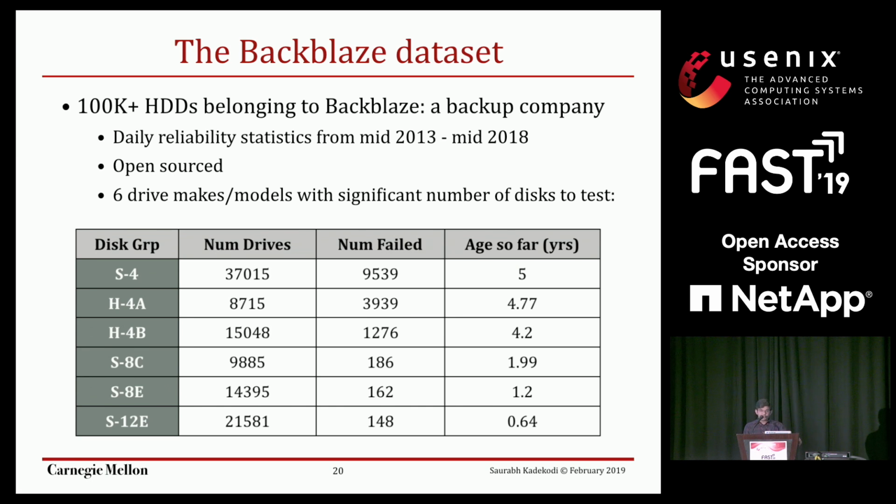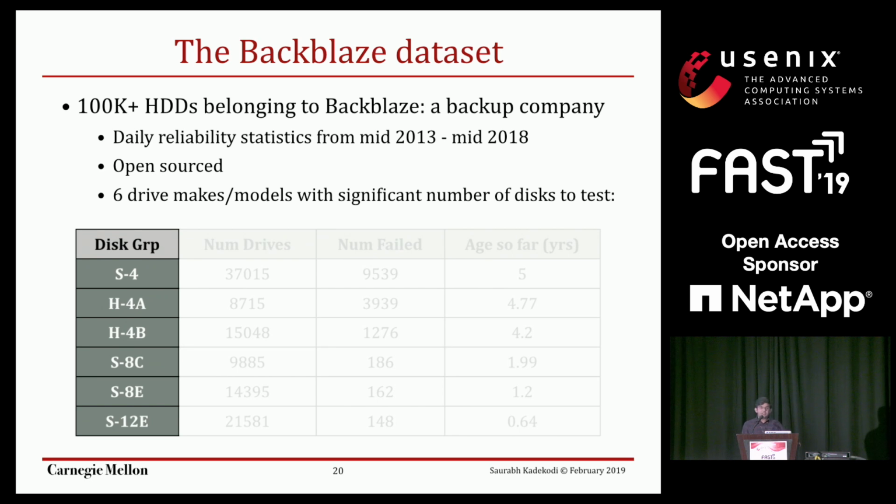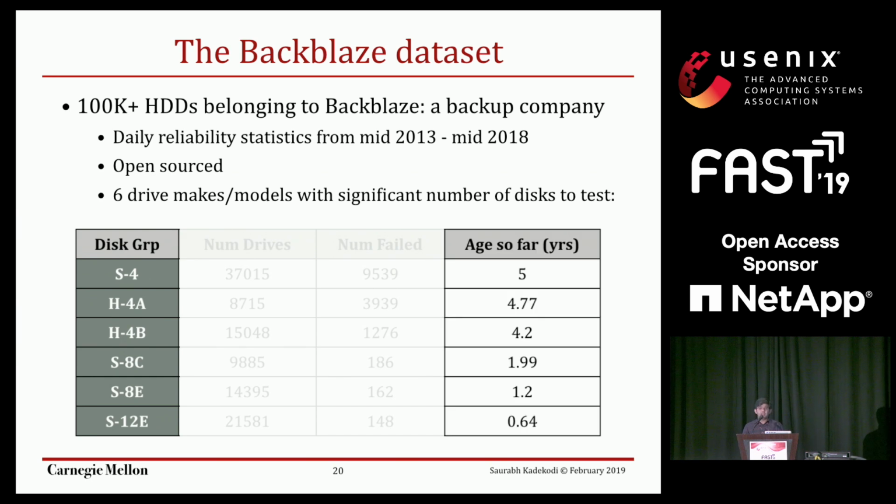And the nomenclature is as follows. If you look at the column on the left, the letter represents the make, the number represents the size in terabytes, and the letter to the right represents the model. So H4A and H4B are 4 terabyte disks belonging to the same manufacturer, but different models. And if you look at the age, the disk ages vary anywhere between half a year to over 5 years.